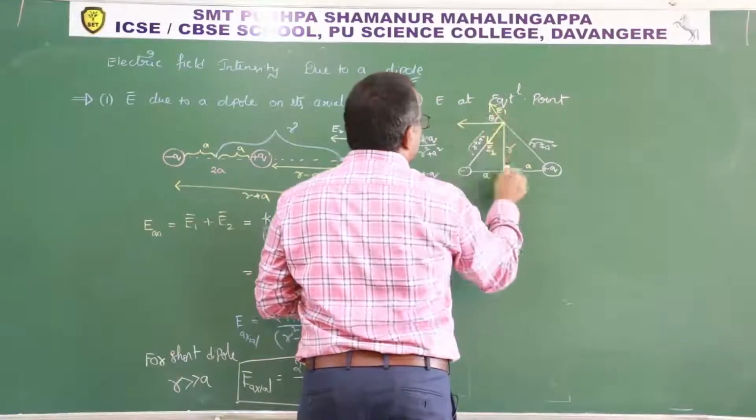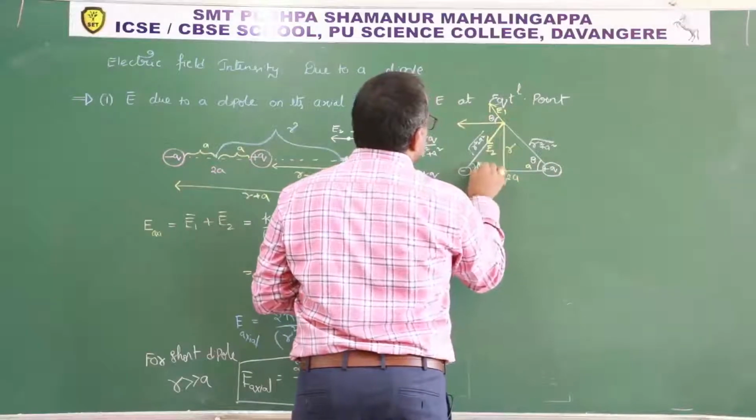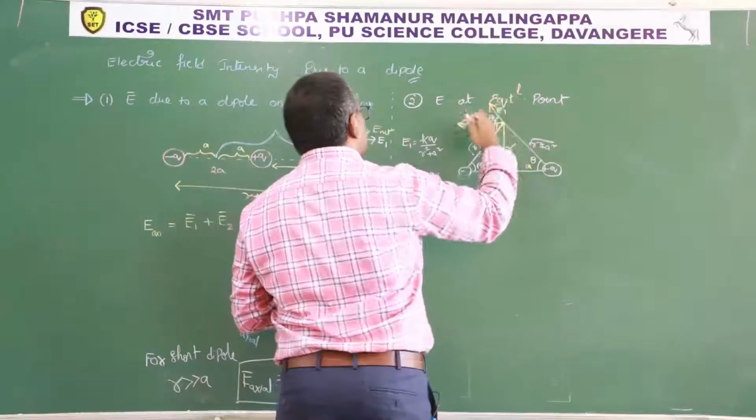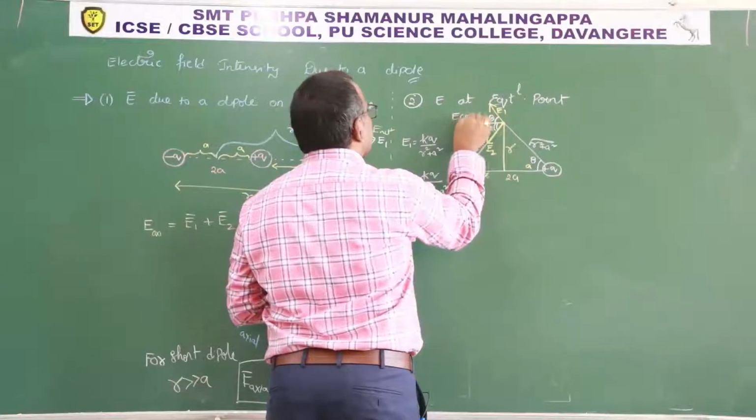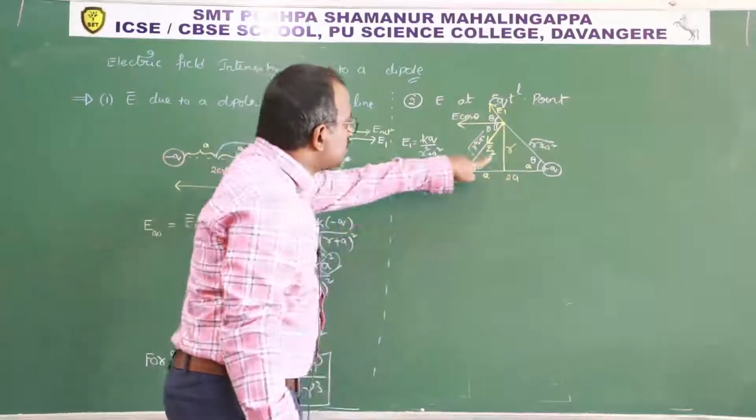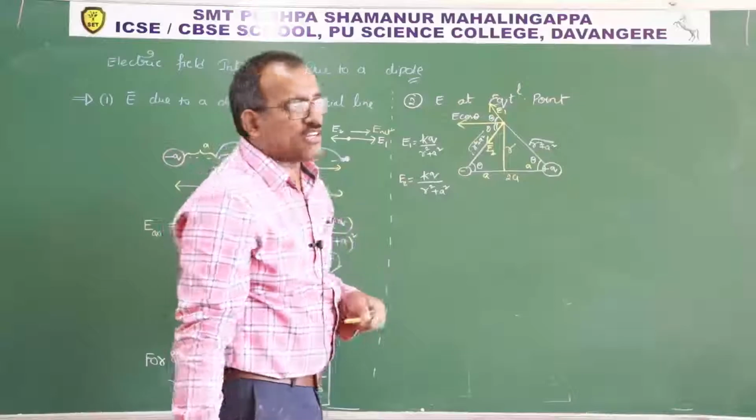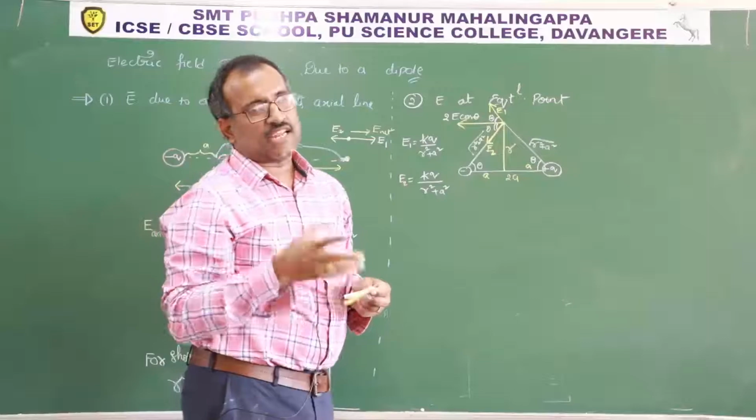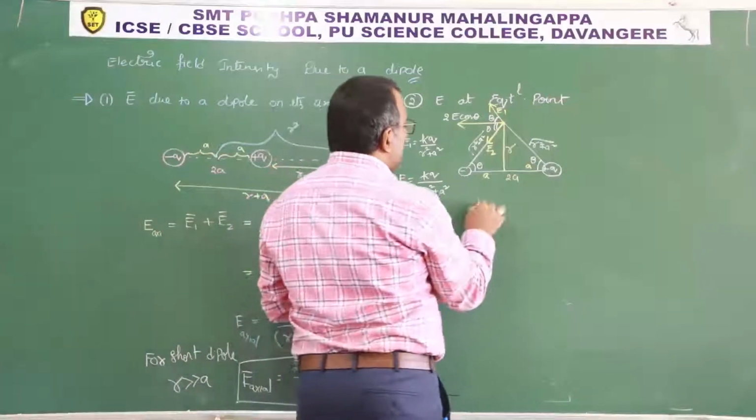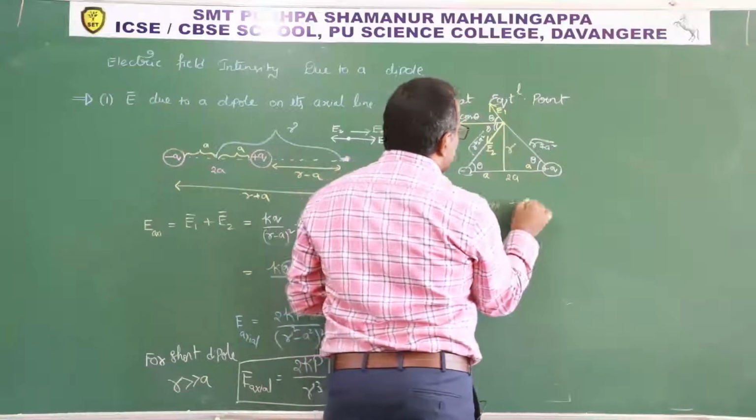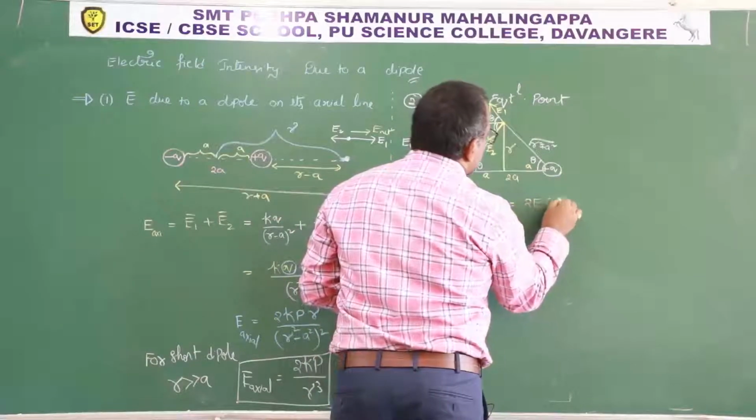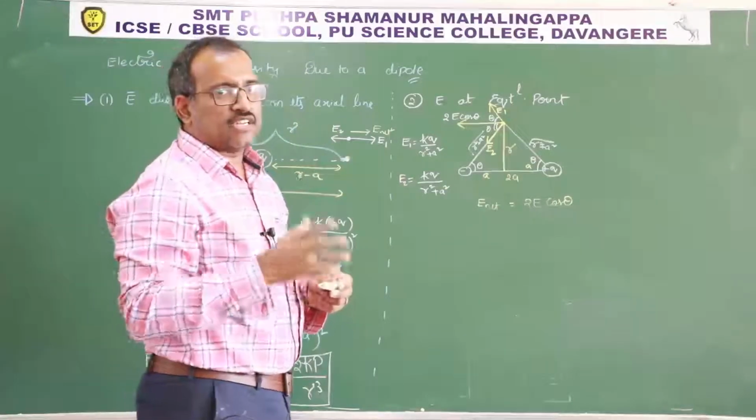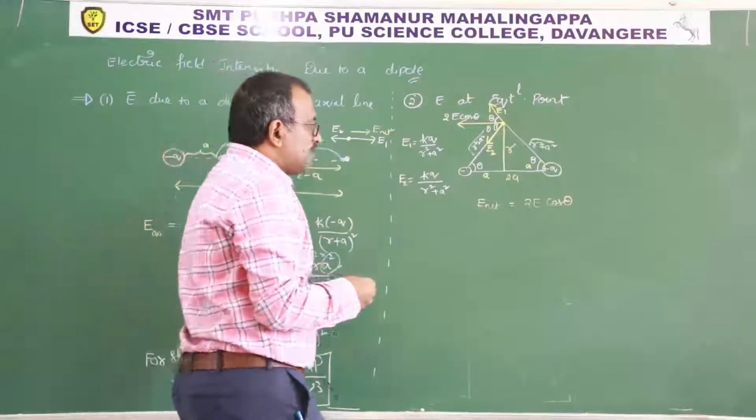See, this is theta, this is theta, this is theta, then this is also theta. Net will be, due to this E, the touching side E cos theta, and due to this E also one more E cos theta. Total 2E cos theta. That's all. Very simple. Understood? So E net will be 2E cos theta.